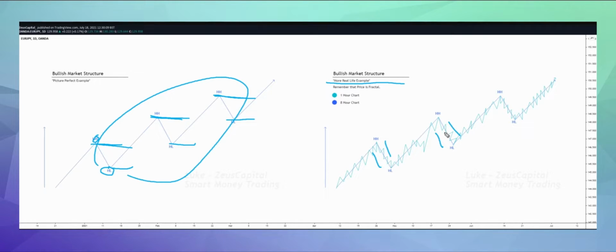Now, if you hadn't already guessed, the difference between seeing a textbook example compared to a real example is that we're going to see the complex pullbacks, quote unquote, substructures within the ranges. So again, these moves here, what you may think is a retracement, is actually substructure within the overall uptrend.